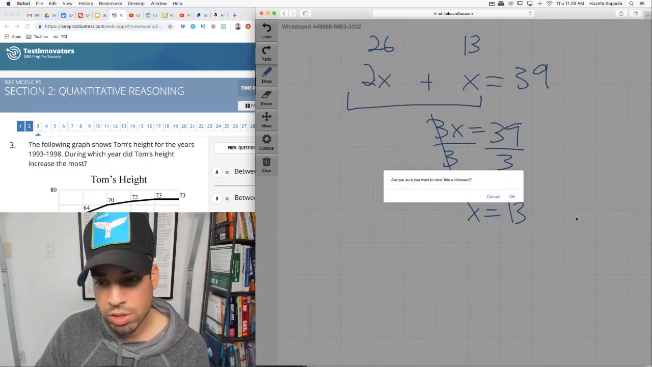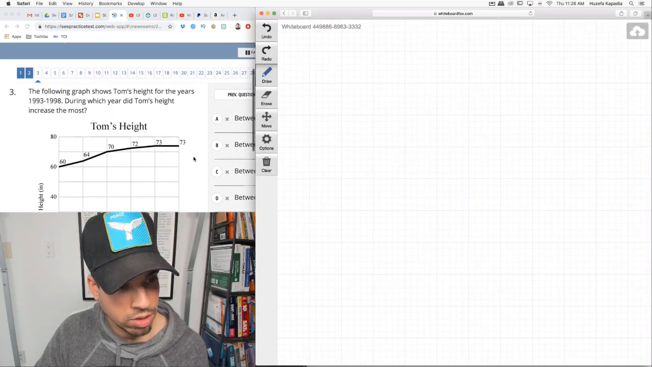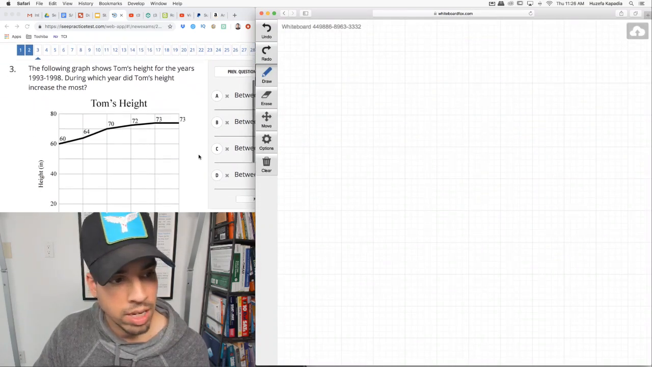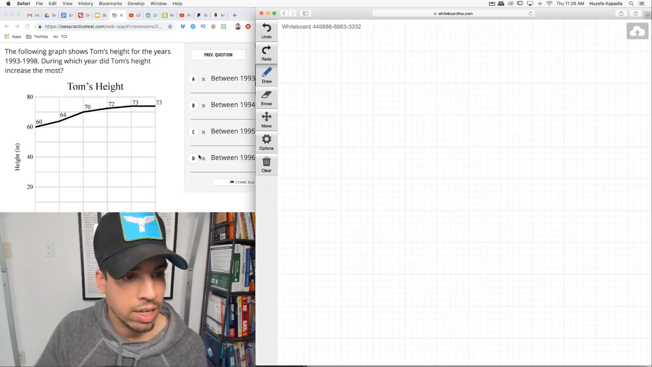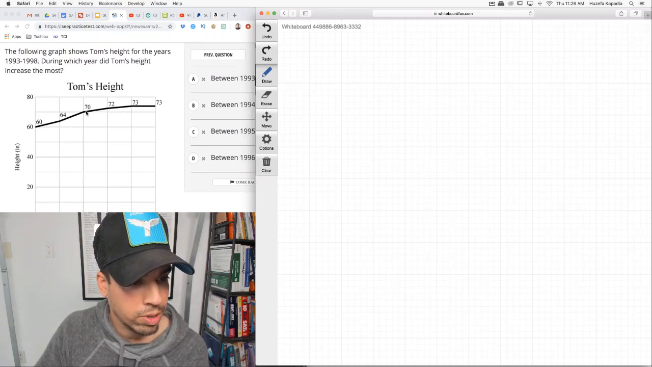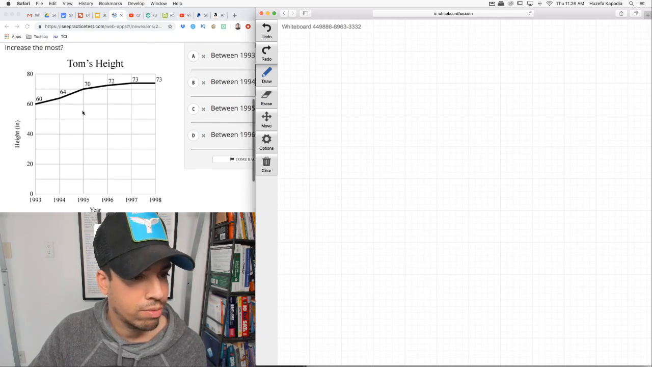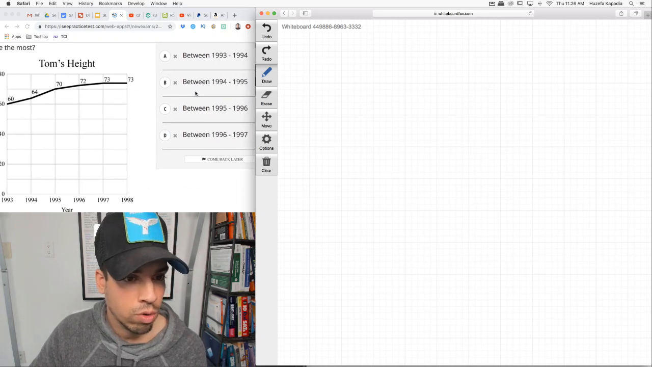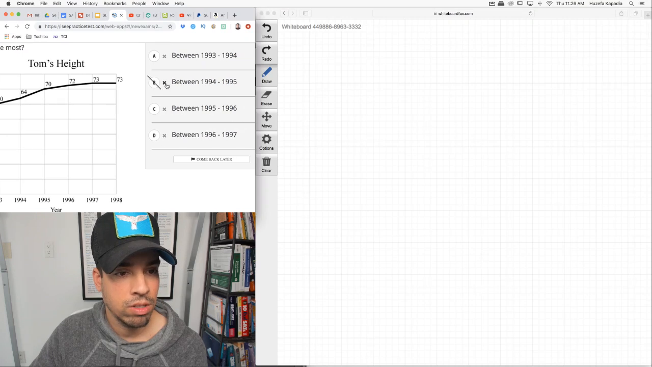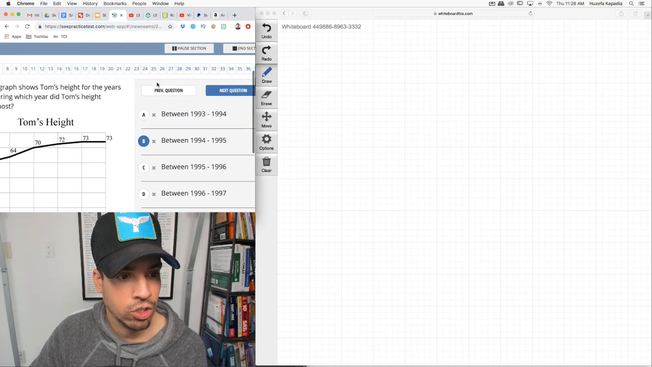So the first test is the higher one, and the second test is the lower one. The following graph shows Tom's height for the years of blank. During which year did Tom's height most increase? I can already see it looks like it increased most from here to here. Right? It's the steepest incline, and that's year from 1994 to 1995. And I'm just going to roll with that. All right, that's all we're looking for is the biggest change.